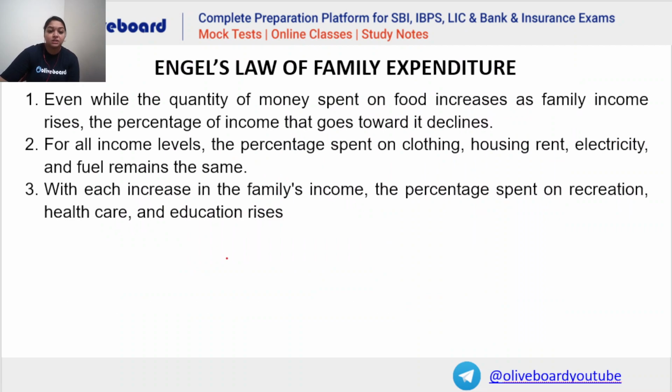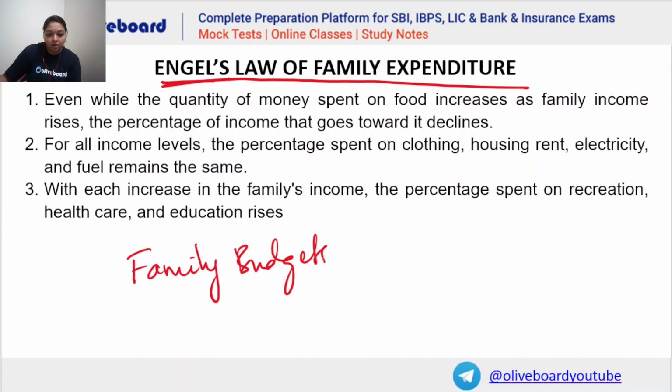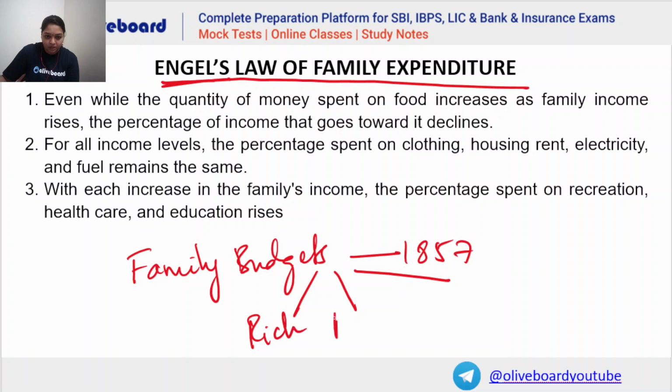Then along with this, there is one more thing that you need to know, Engel's law of family expenditure. So this Engel was someone who studied family expenditure, or family budgets. When did he study this? In 1857. So what he did, he studied family budgets of three types of families, right? Rich, middle class and poor. He studied the family budgets of these three types of families and came to three conclusions. Those three conclusions are known as Engel's law of family expenditure.